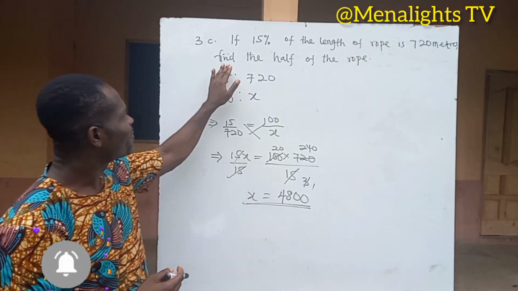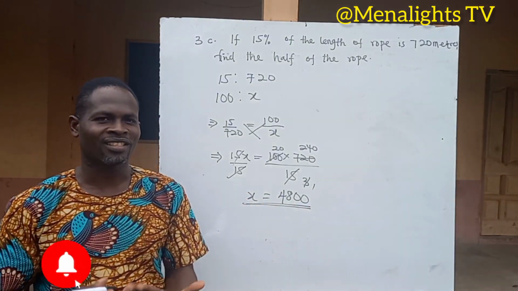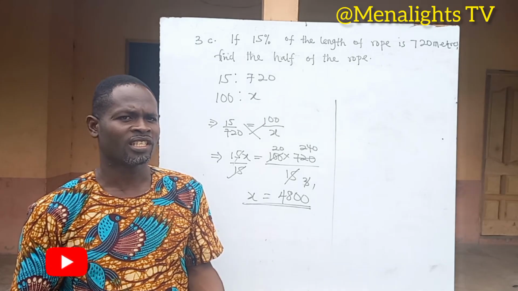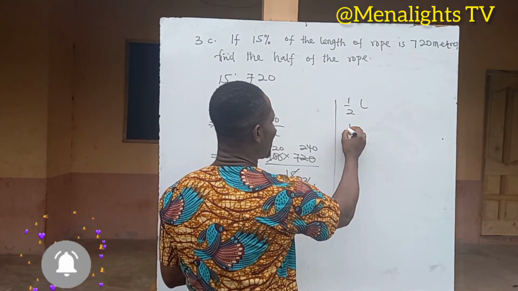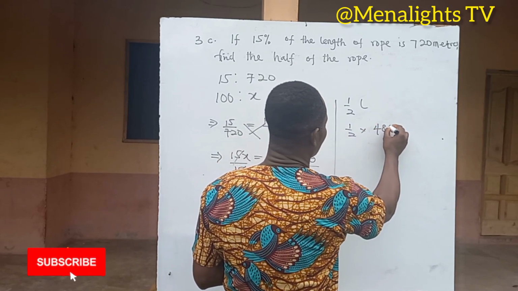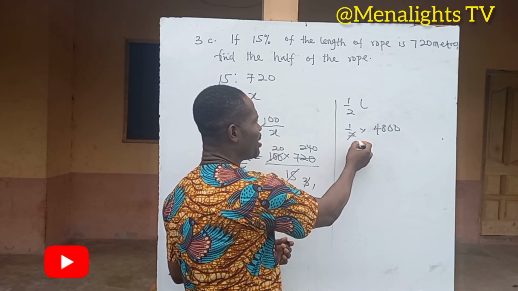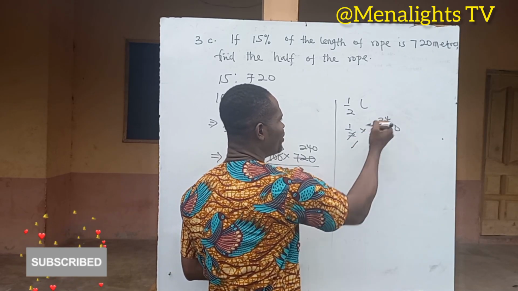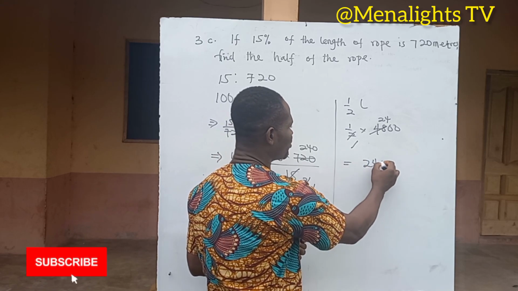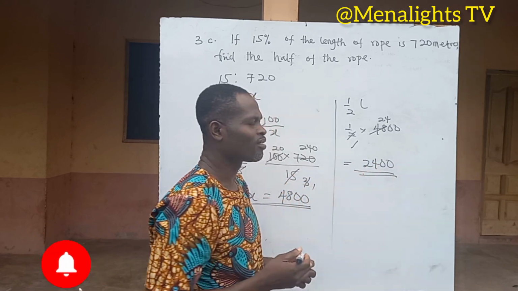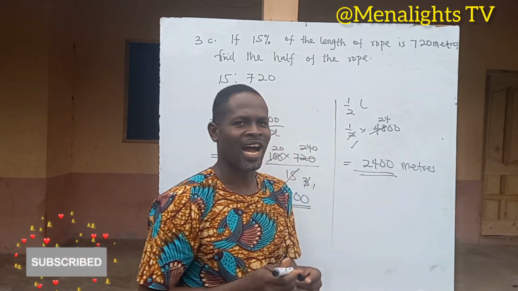But the question says, find the half of the rope. So if the total length of the rope is 4,800, then what will be the half of the rope? That will be half of the length. So half of 4,800: 2 here, 1, 2 go here, 24. So that means half of the rope is going to give us 2,400. So this 2,400 meters is the half of the rope.